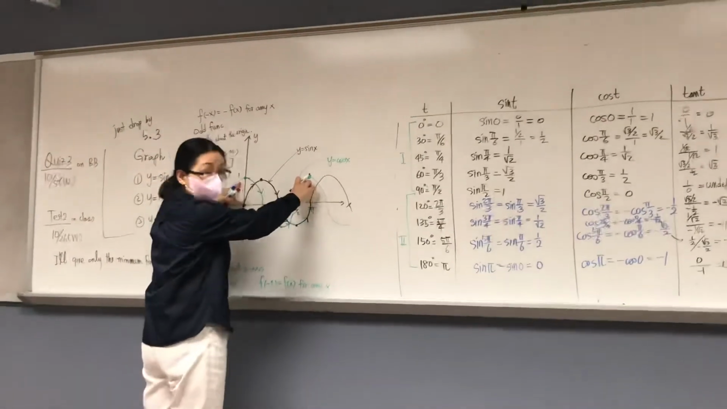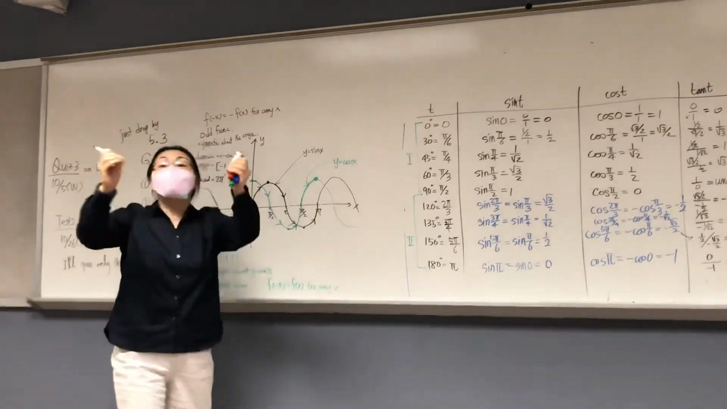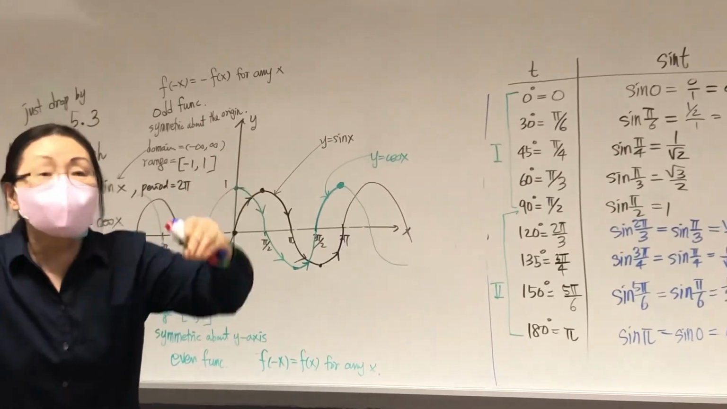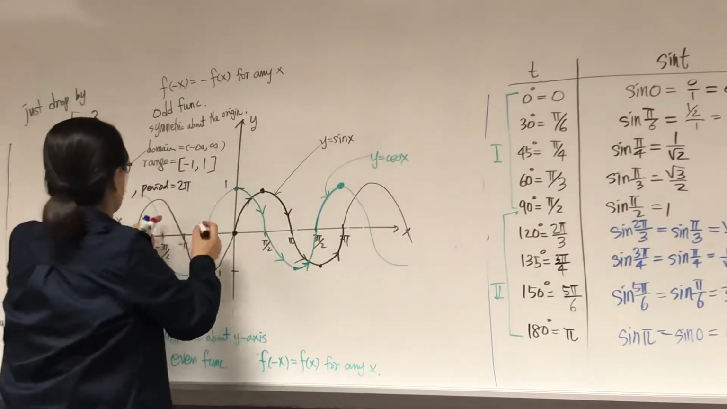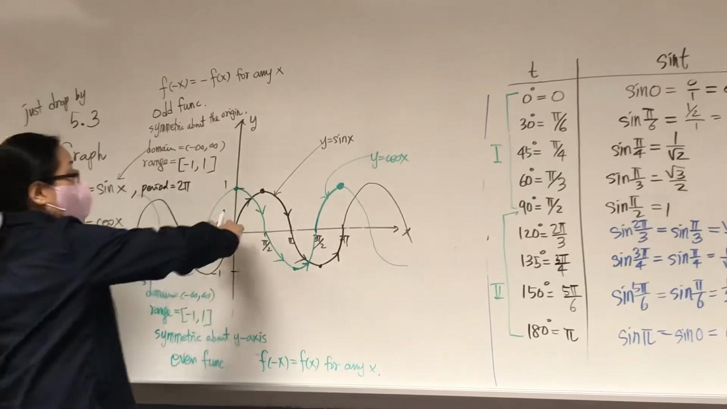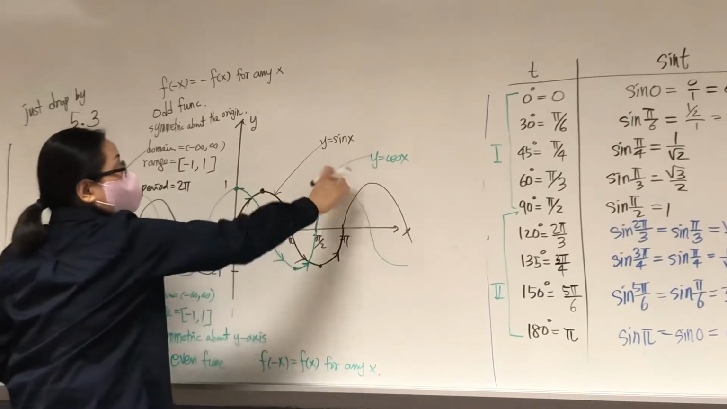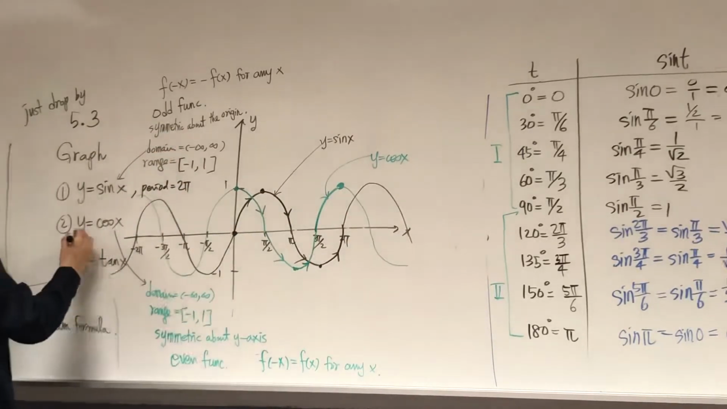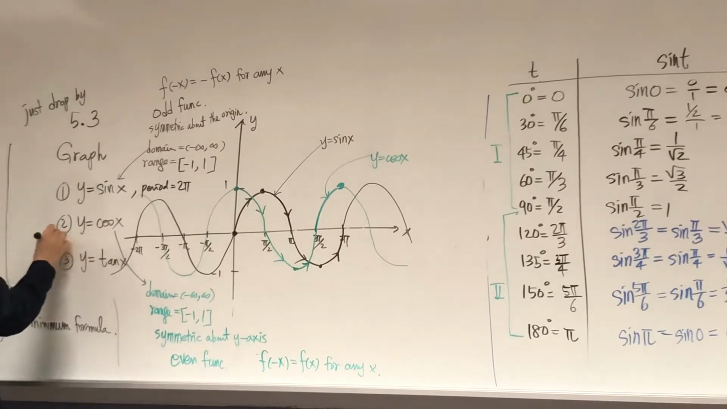From here to here is one cycle of cosine, and then it repeats again. So what is the period? Again, 2 pi. How about tangent?